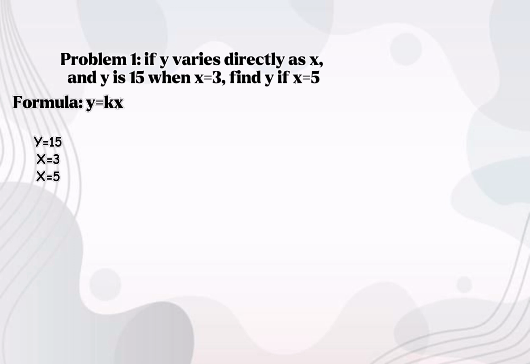Step 2. Identify the formula. y = kx. Step 3. Substitute the given values. 15 = k multiplied by 3. Step 4. Solve for the value of k. We will divide by 3 on both sides since it has the variable we're solving for. k = 5.